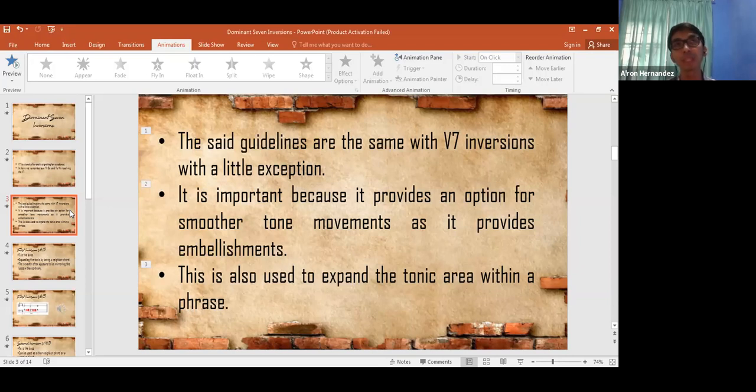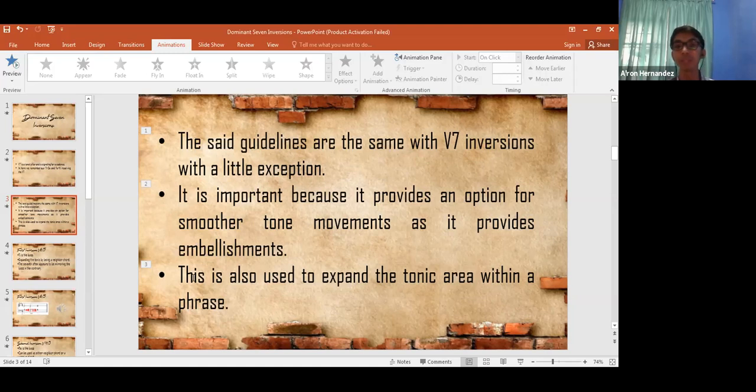Pwede nating isipin, bakit hindi pwedeng puro root position na lang. We can, for example, sa isang phrase, we have the 5/7 in root position. You have this sol and then going to do. So, medyo malayo yung tatalunan niya. But then when we use these inversions, nagkakaroon tayo ng mas malapit na movements and smoother, and then mamaya makikita natin kung ano yung nangyayari dun sa certain part na yon.